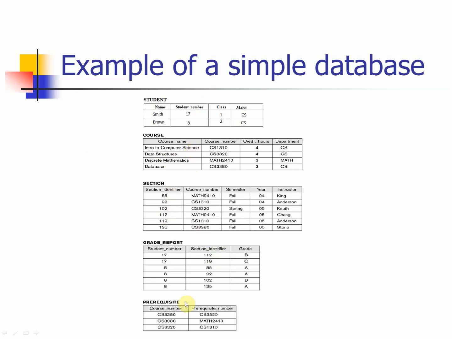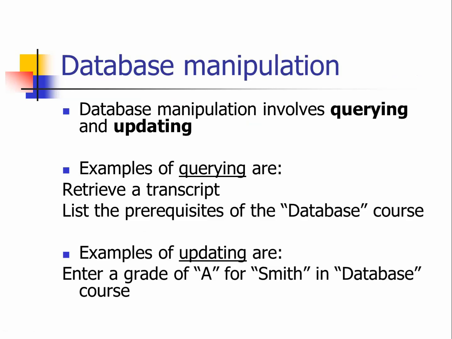Obviously, there are some structures between these 5 tables. Not to mention, each table needs to define its information: what the column names are, what data you want to store in each column, and what the primary key, or most important attribute, is in each table. There are obviously a lot of different things that you need to store. So, database manipulation involves querying and updating.